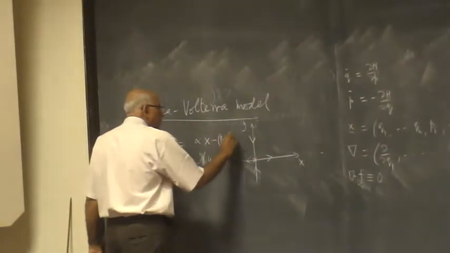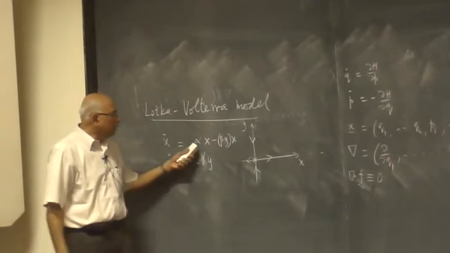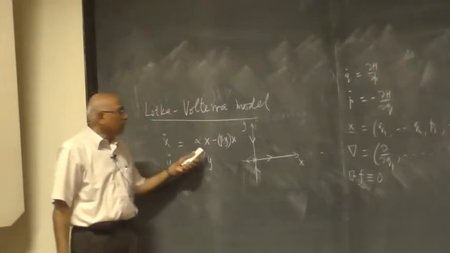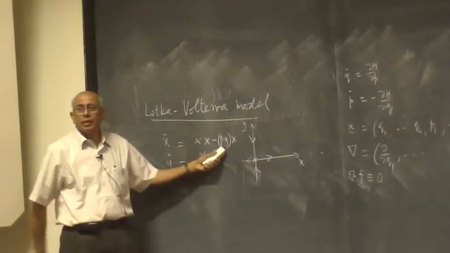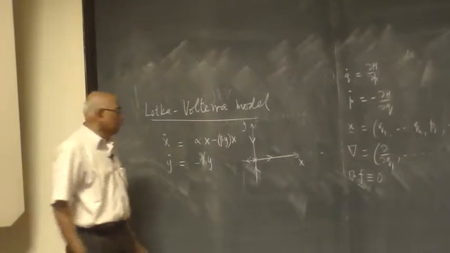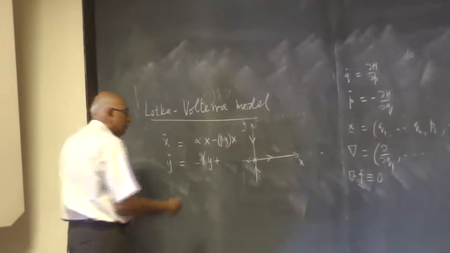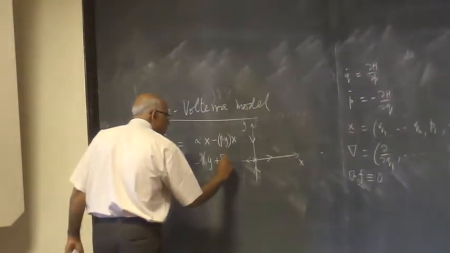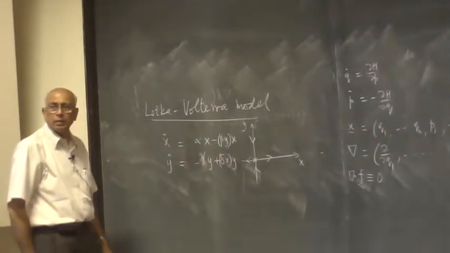Beta y times x. So the rate at which they get eaten, instead of being alpha, the rate, here the death rate is proportional to the instantaneous population of the foxes, and therefore it's minus some beta y. Here, it's proportional to the population of the rabbits, how much food is available. So it's plus delta x times y. Delta is a constant, it's not an increment in x.